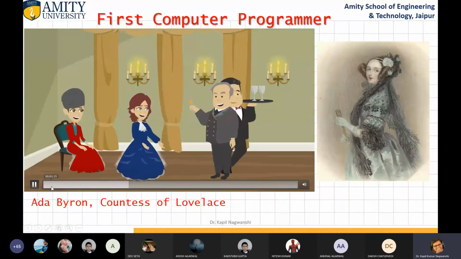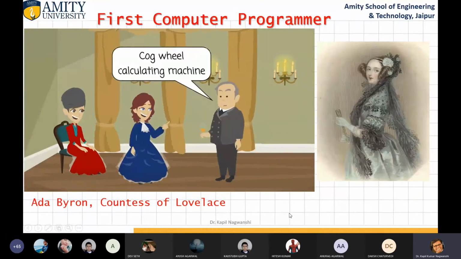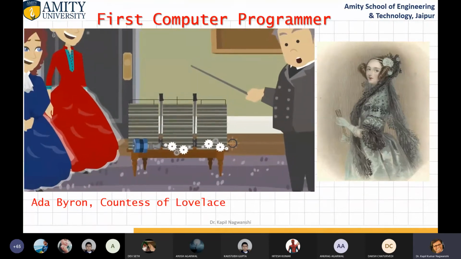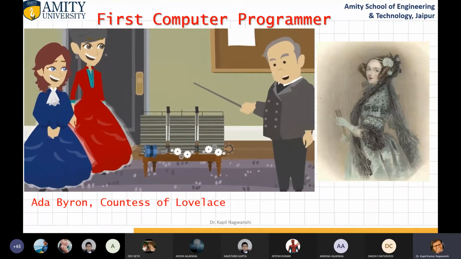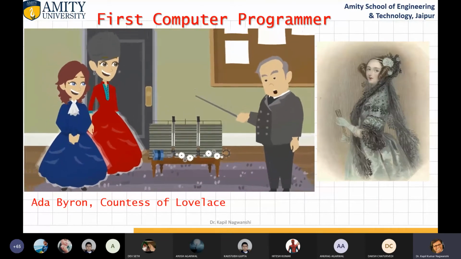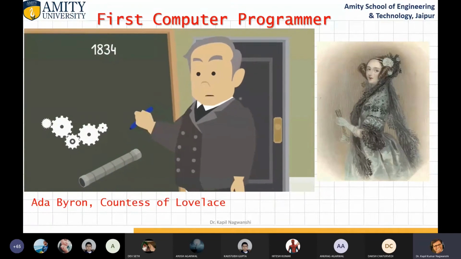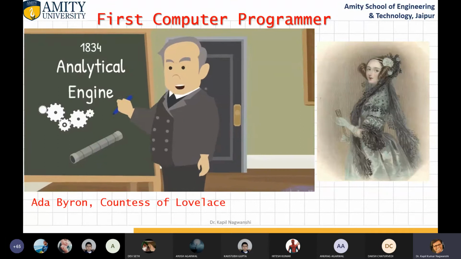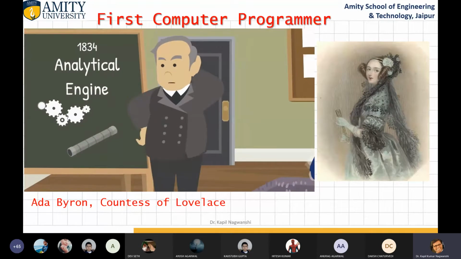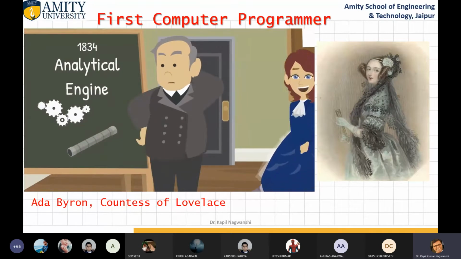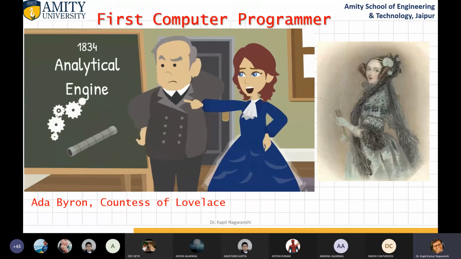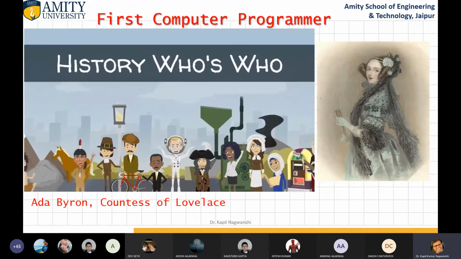she met a man called Charles Babbage, who had designed a cogwheel calculating machine. Ada was amazed by the model that he had made, and they soon became good friends. In 1834, Charles Babbage began work on another, more elaborate computer called the analytical engine, and it had been thought that Ada only had a small part to play in the design. However, you can see it from my YouTube video.